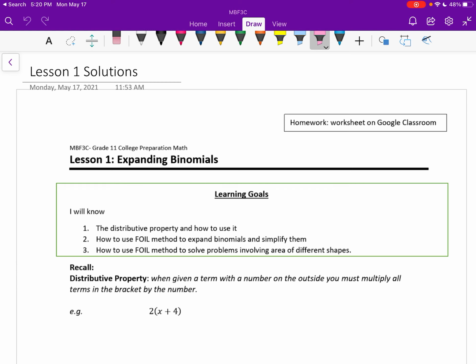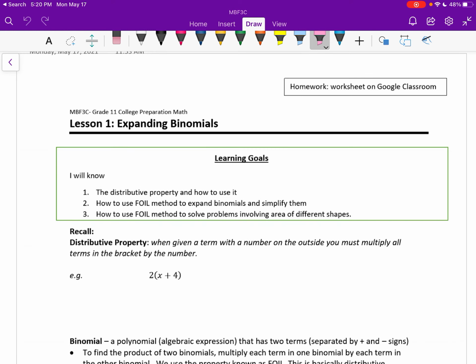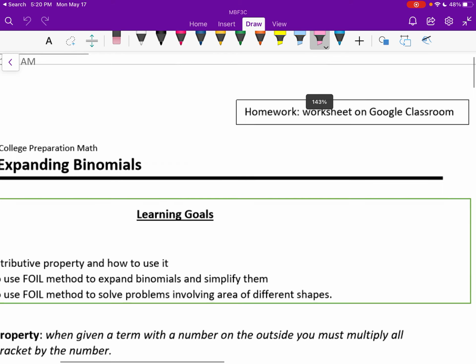Hi there, welcome back. So we're going to be moving on to unit 3 now, and this is going to be unit 3 lesson 1, which will focus on expanding binomials.